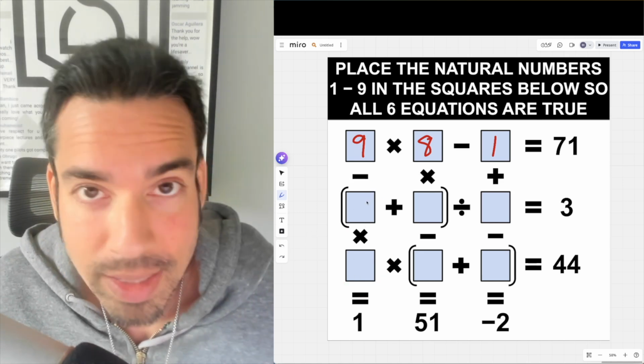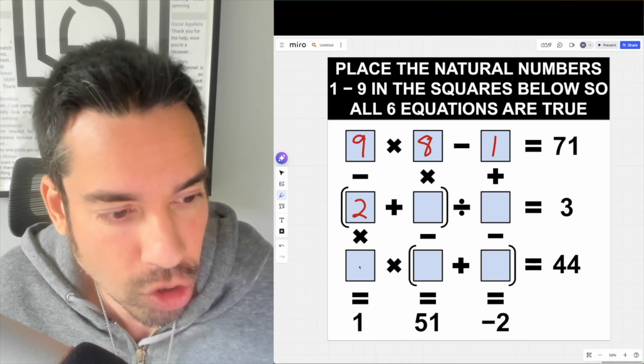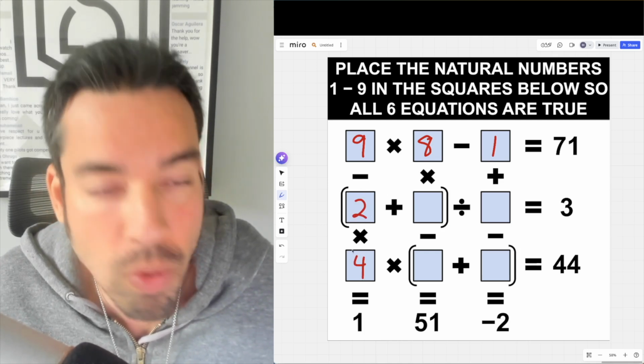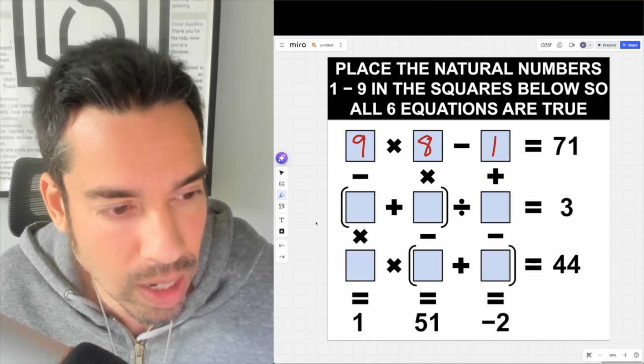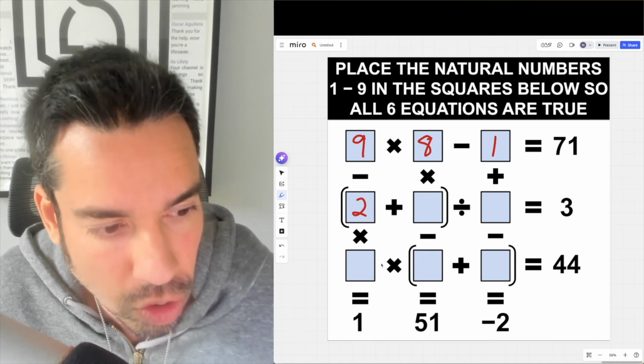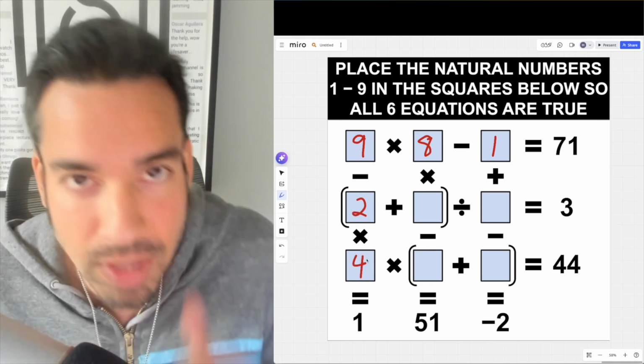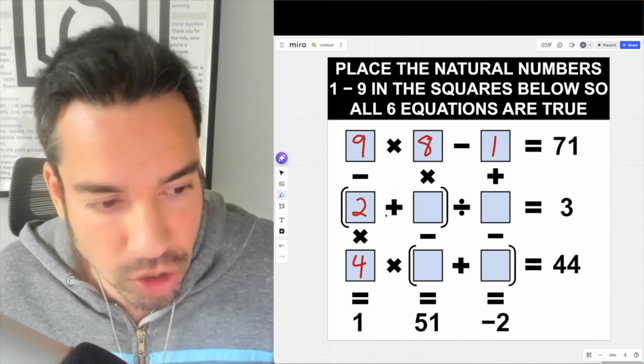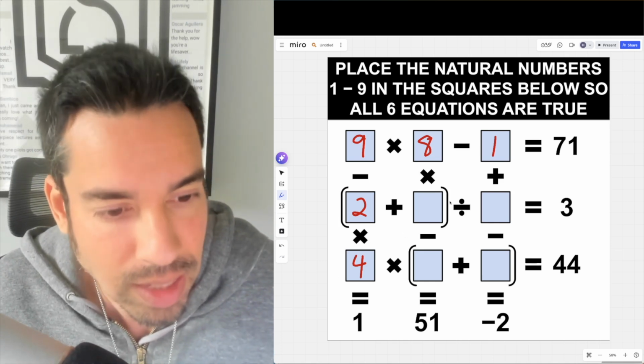What times what is going to give me 8? We're either going to have 2 and 4 or 4 and 2, one way or the other. So let's just roll with one of these options for now. We're going to say 2 and 4. Again, if we hit a roadblock here, we can undo and revisit that down the line.